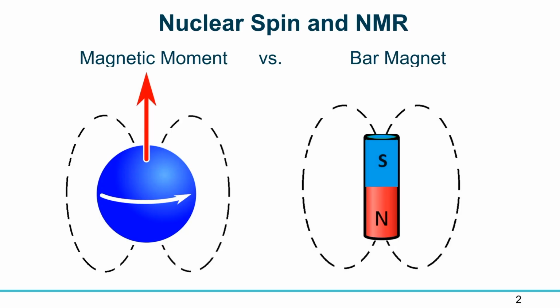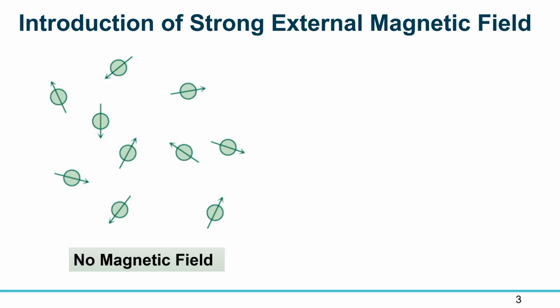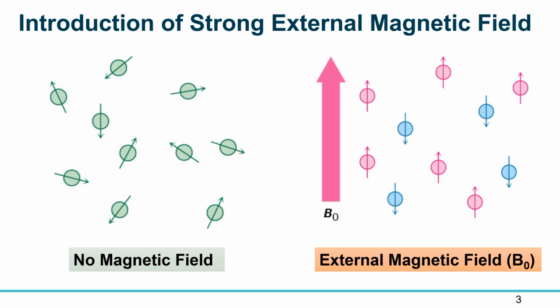A nucleus with an odd number of protons or an odd number of neutrons possesses the quantum mechanical property of nuclear spin. Spinning charge in the nucleus creates a magnetic moment, a magnetic field similar to the magnetic field produced by a bar magnet. In the absence of an externally applied magnetic field, magnetic moments of nuclei are disordered. However, upon the application of an external magnetic field, abbreviated here as B0, the magnetic moments will align.